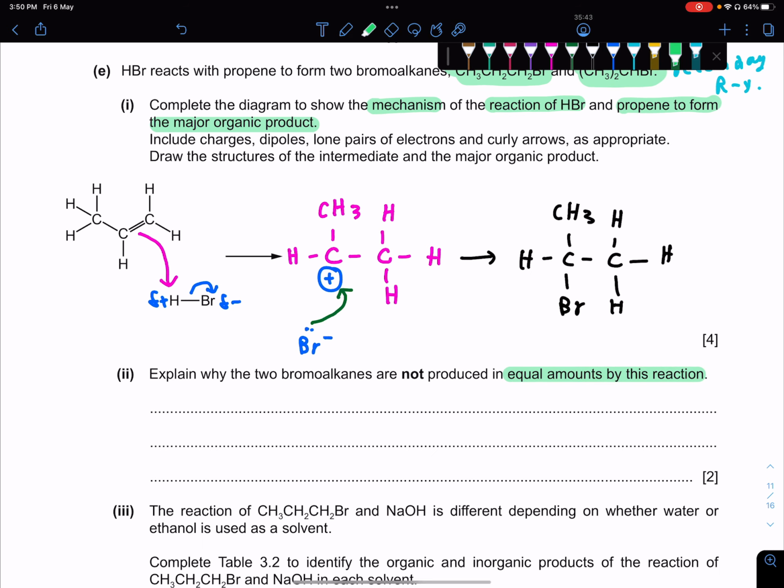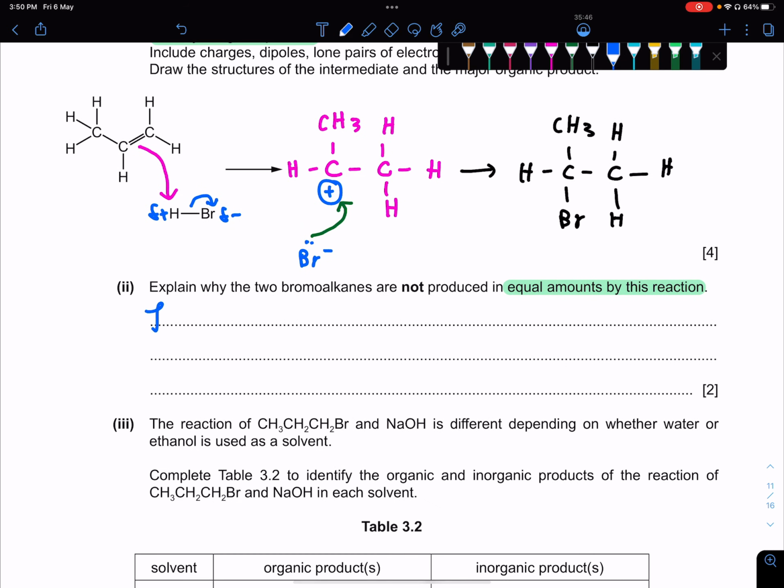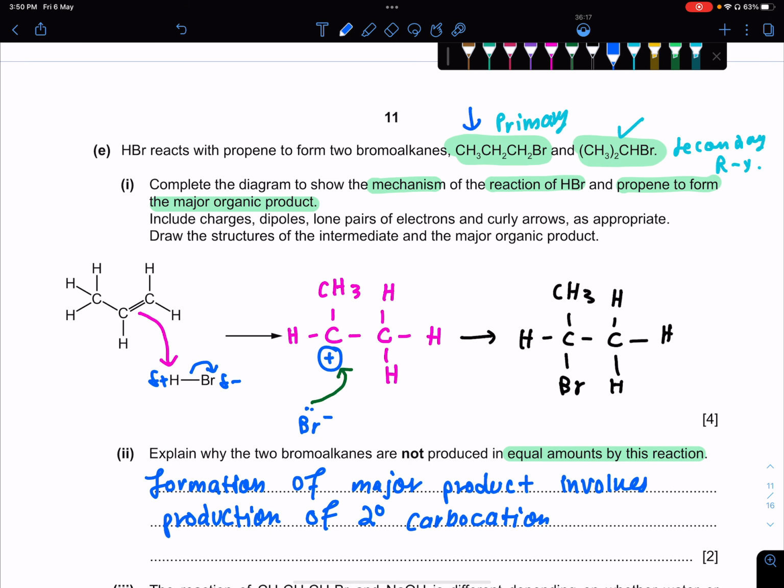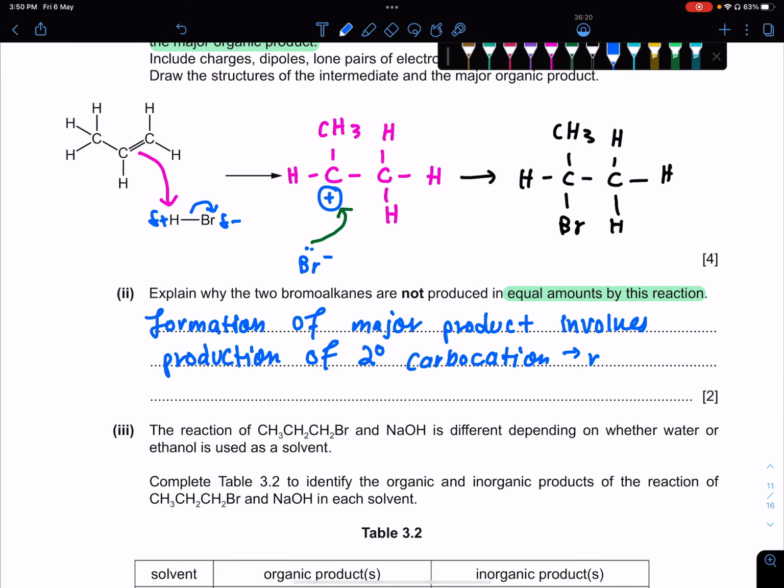Now, why are the two bromoalkanes not produced in equal amounts? Very easy question. Because formation of the major product involves the production of a secondary carbocation, which is more stable than the primary carbocation involved in the minor product. Why is it more stable?